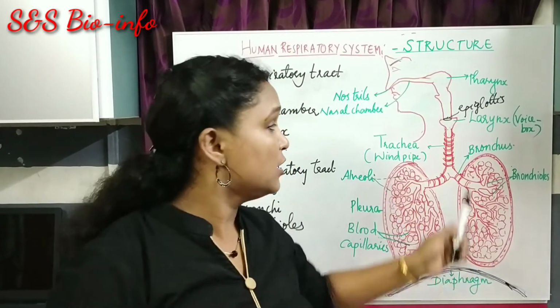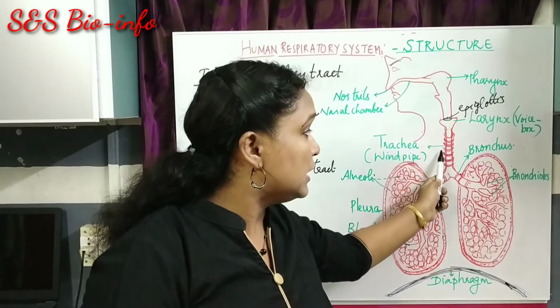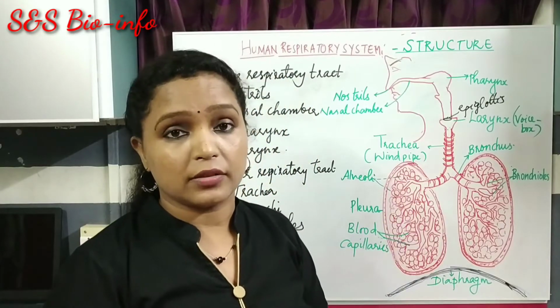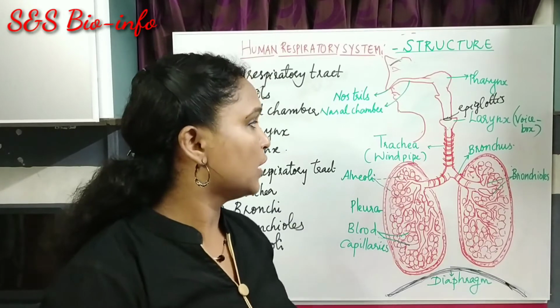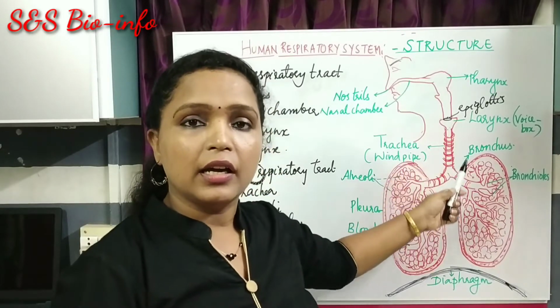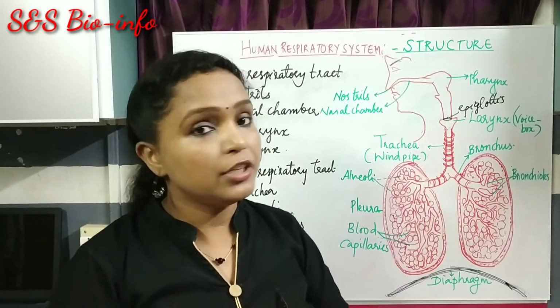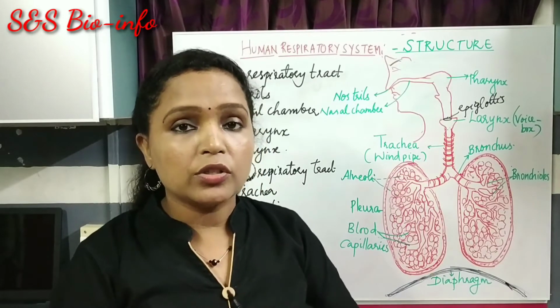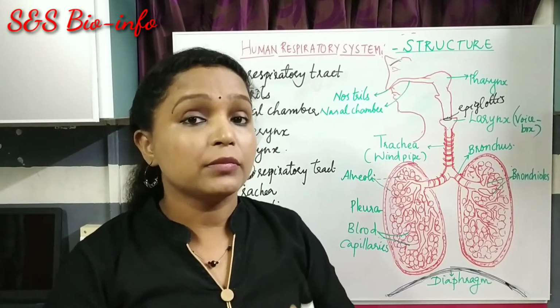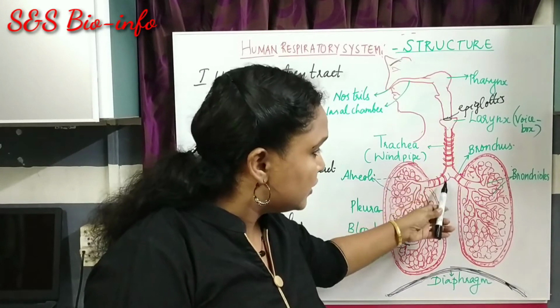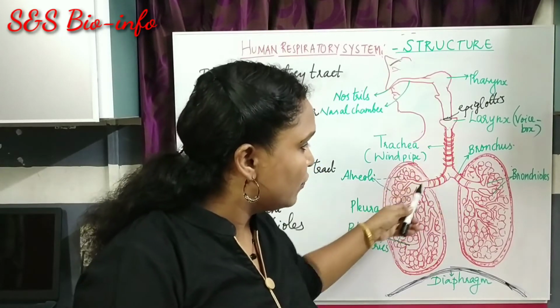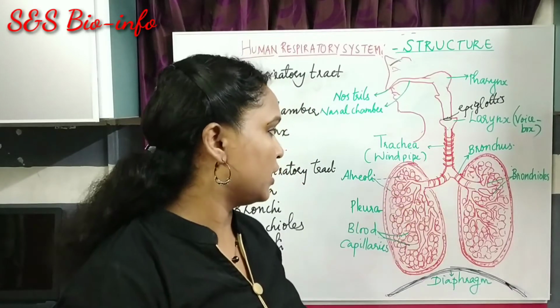The trachea is protected by C-shaped cartilaginous rings. Cartilage is a strong and flexible tissue. This cartilaginous ring gives shape and stability to the trachea, and also it protects the trachea from collapse. This trachea gets into the chest cavity and divides as right and left bronchus.